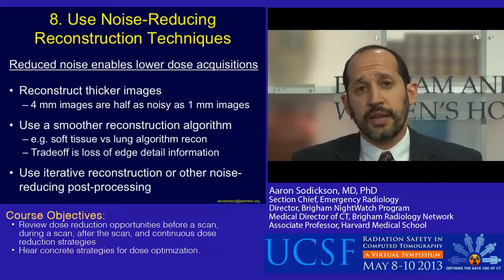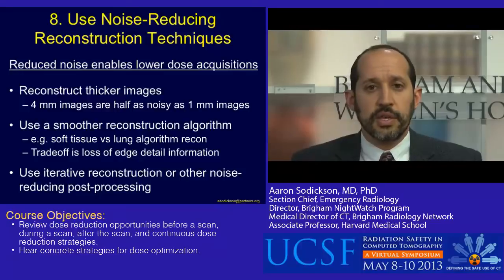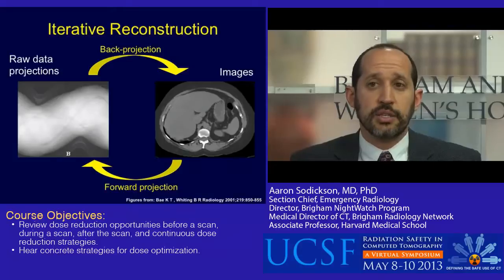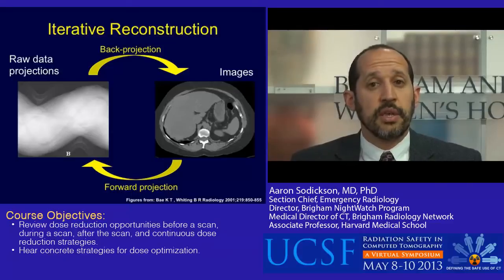And finally, there's been a lot of discussion recently about iterative reconstruction or other noise-reducing post-processing techniques. The general principle here is our scanner acquires our raw data projections. It normally does our filtered back projection to create our axial images, but in iterative reconstruction, we can actually forward project these images to create simulated raw data projections. We can see how these differ from the actual measured projections and do some correction steps.